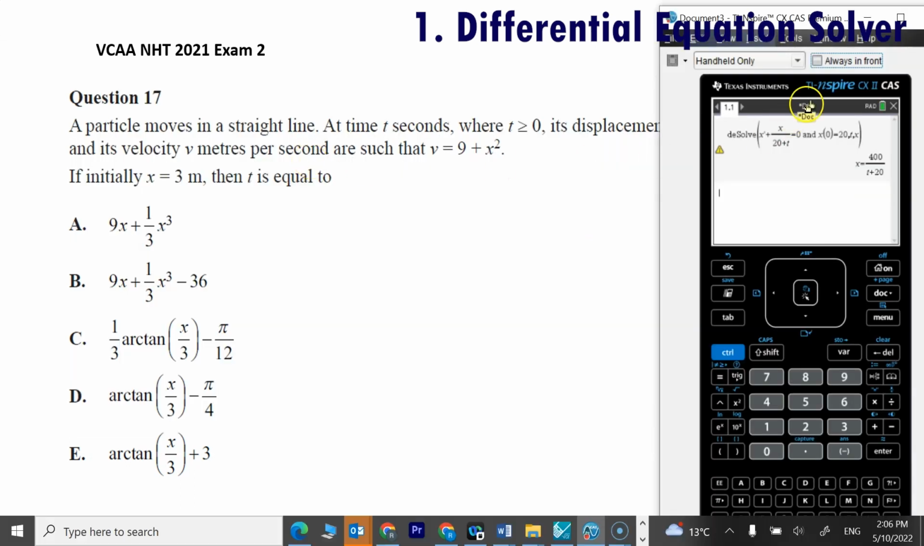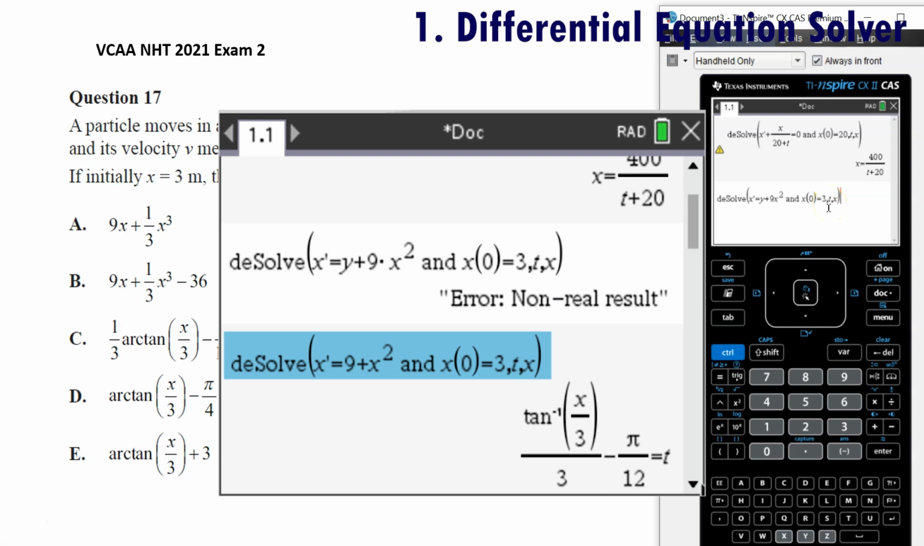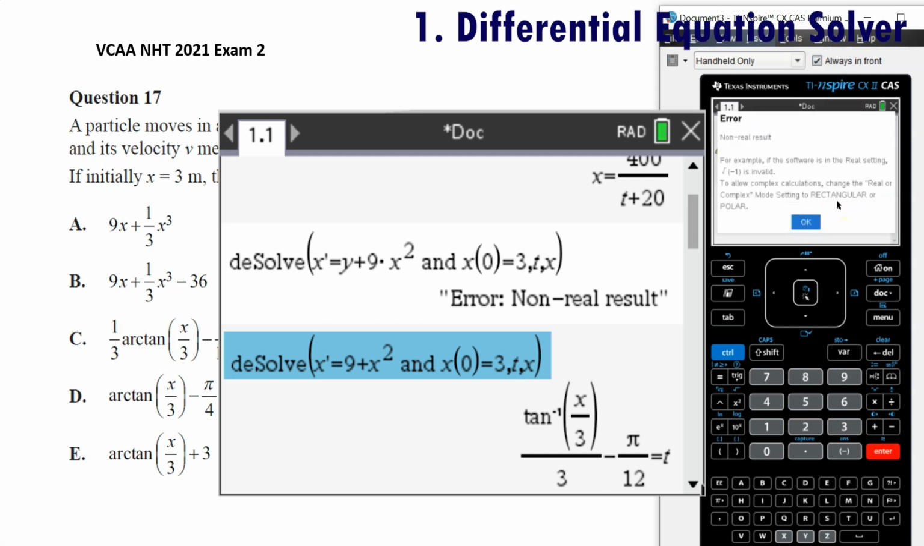I might just copy what I've got from here. To show you how to enter it in like this, we can use the fraction template or anything in here, but probably don't need to for this one. v is dx/dt, so that's going to be x dash is equal to 9 plus x squared. And the initial condition: initially x is 3. So when t is 0, x of 0 should be equal to 3. Other than that, it's the same as the previous one. Independent variable is t, dependent variable is x.